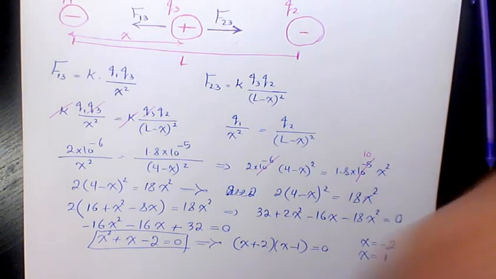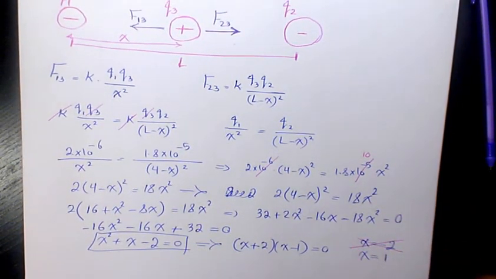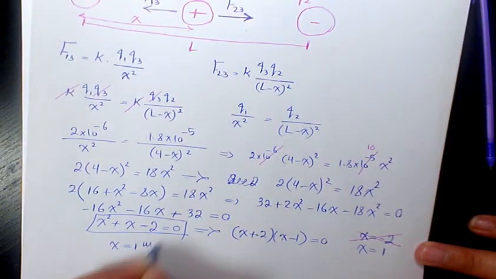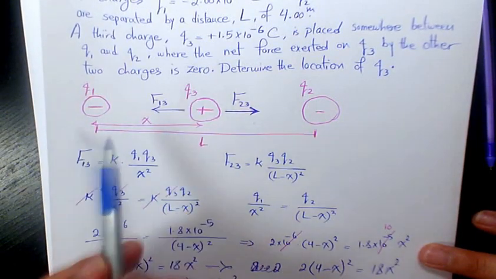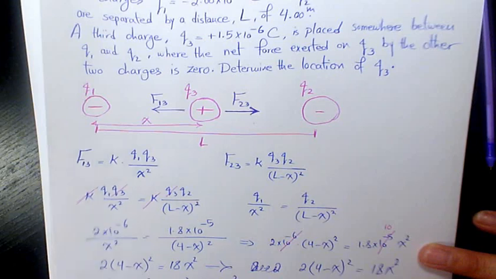As you see here, X is length. Length cannot be negative, so this part is not acceptable. So X will be 1 meter. So it means that Q3 is 1 meter away from Q1 and 3 meters away from Q2.